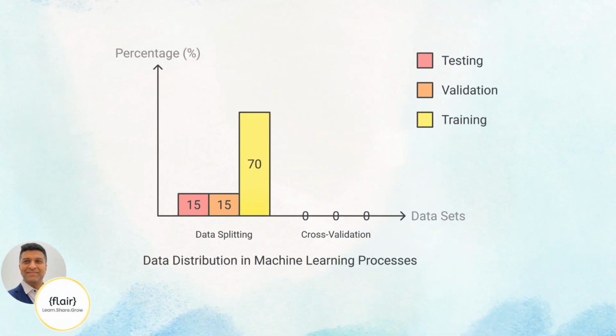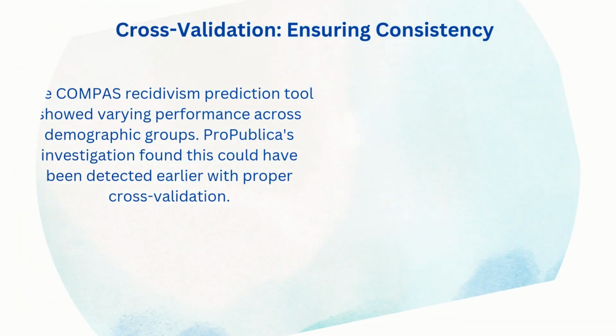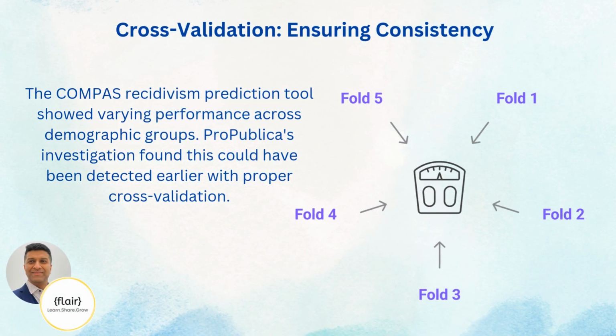But how can we tell if our model is genuinely learning or just memorizing answers? That's where something called cross-validation comes in. Think about picking players for a sports team. You wouldn't just watch them in one game, you would watch multiple games to see how consistently they perform. Cross-validation works similarly, checking how well our model performs across different parts of the data to ensure reliability.